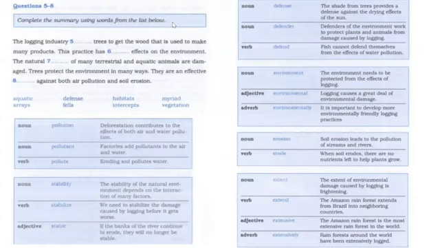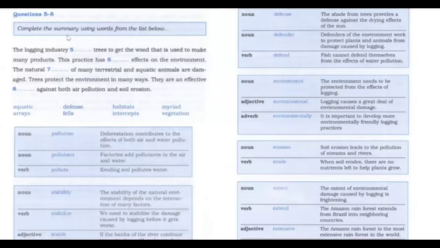Here we have complete the summary using words from the list below. So this is another type of IELTS question where you're given a summary. So how to deal with summary? First, you should read the sentence, find keywords, and then match these keywords with the text so you can understand what is the idea, the meaning behind it. So first sentence, Aidana, could you please read it? The logging industry. You don't have to choose right now, just read everything.